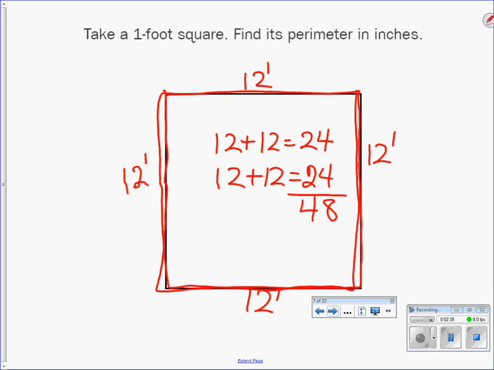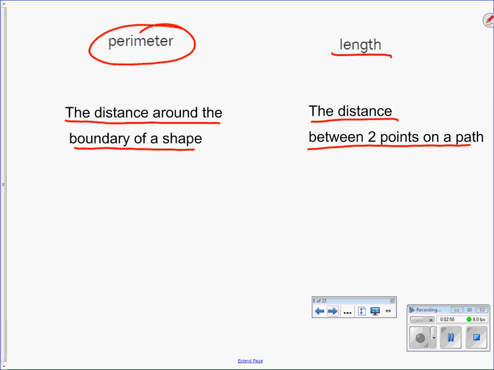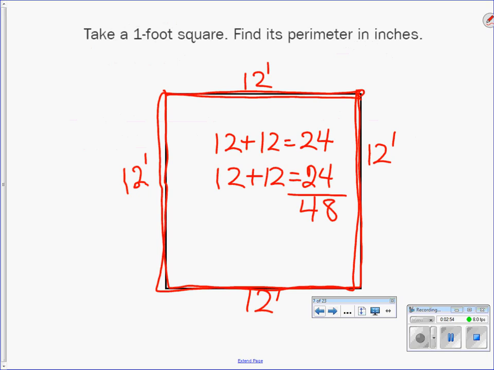Okay, just as a reminder, perimeter is the distance around the boundary of a shape, and boundary is the outside, and length is the distance between 2 points on a path. So if I look at this, the distance between this point and this point is its length.